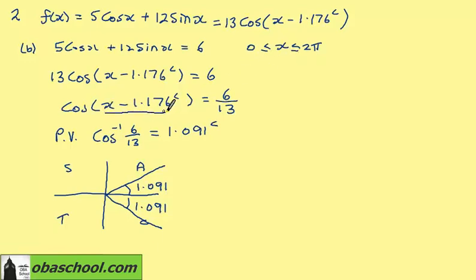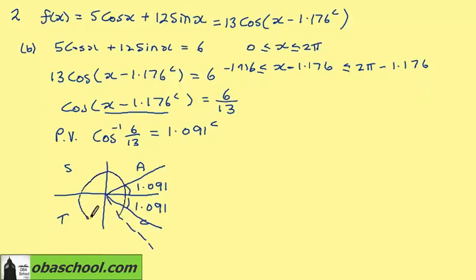We're looking at values of x from 0 to 2 pi. Since initially we're looking for x take away 1.176, we're looking at values of x take away 1.176 between minus 1.176 and 2 pi take away 1.176. So that's starting here and going around once.